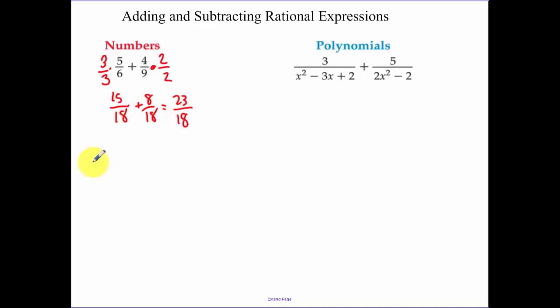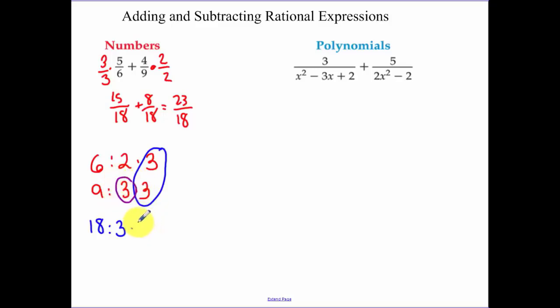So again, what I was saying is that for 6, our factors of 6 are 2 and 3. For 9, our factors are 3 and 3. So 18 has to have all of the factors of 6 and 9. Both of them have the common 3, so that's a 3. Now 9 has another 3 that I need to add in there, and 6 has a 2 that I need to add in. So if you were to break 18 down into its prime factorization, that would be 3 times 3 times 2.